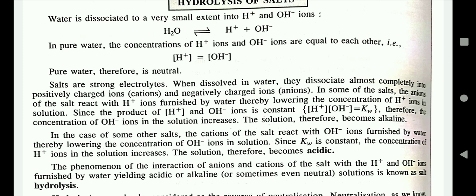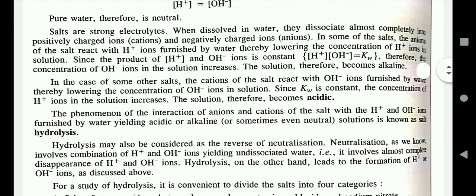Salts of strong electrolytes, when dissolved in water, dissociate almost completely into positively charged ions and negatively charged ions. In some salts, the ions of the salt react with H+ ions furnished by the water, therefore lowering the concentration of H+ ions in the solution. Since the product of the concentration of H+ and OH- ions is constant, the concentration of OH- ions in the solution increases, and the solution becomes alkaline.